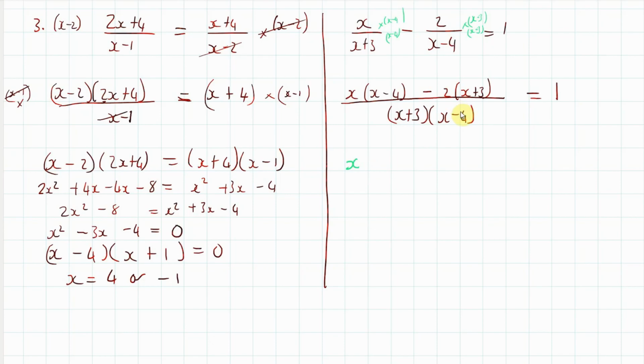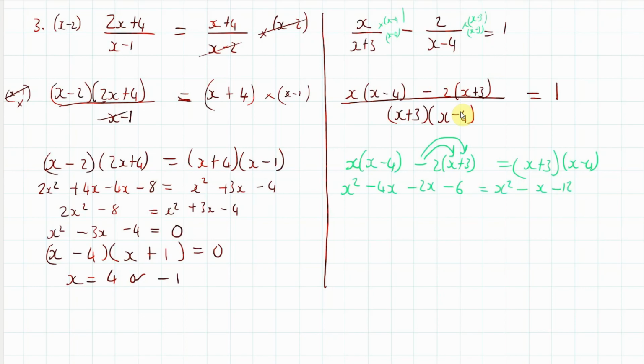X into x minus 4 bracket minus 2 into x plus 3. Now I'm timesing that denominator across, and it's times by 1. So I'm just going to get x plus 3 bracket x minus 4. Now I can expand both sides, so I get x squared minus 4x. And then when I'm expanding this one, it's minus 2 times x, so it's minus 2x. And then I times this one by this one, so it's minus 6. And then on the other side, I'm just going to use FOIL, which is x squared minus x minus 12.